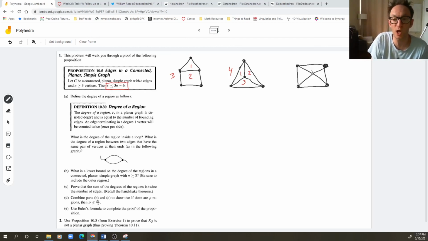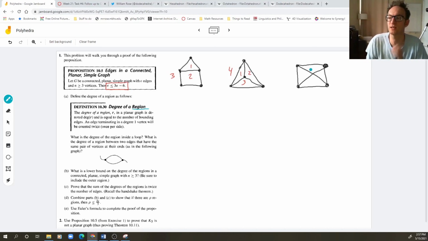Okay, this is just a long-winded way of saying that the very concept of region presupposes that we're talking about a planar embedding. So if you have a particular region in a planar graph, then we can talk about the degree of that region. And the degree of that region is just the number of bounding edges.